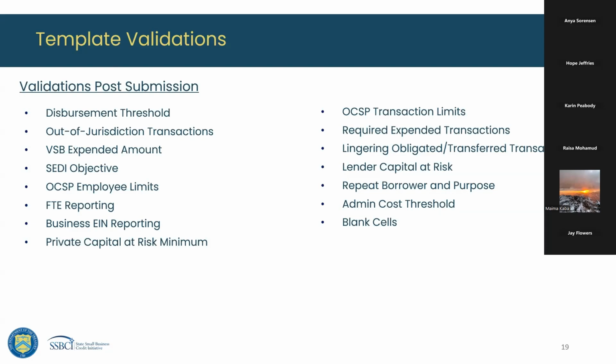We look at lender capital at risk. We're testing for the 20% minimum private capital at risk. That's the PCAR. For CAP programs, we look at the 3.5% each from the lender and borrower premium, along with the 7% matched by SSBCI.